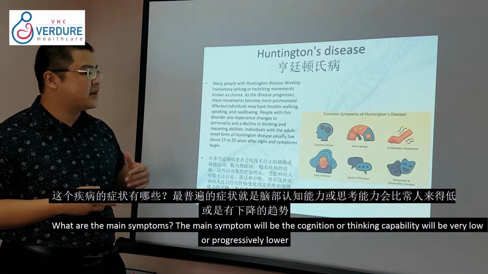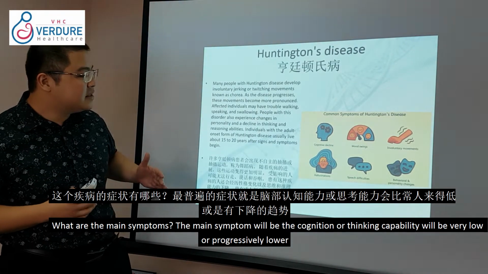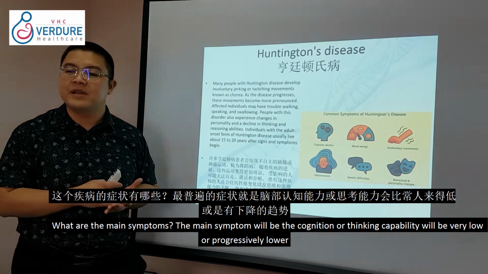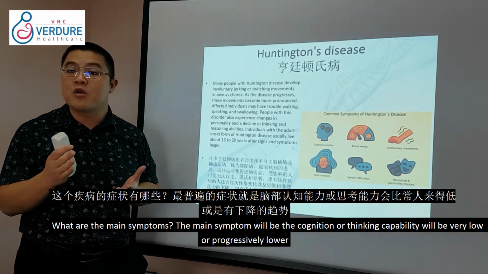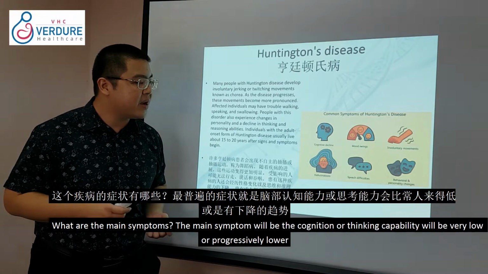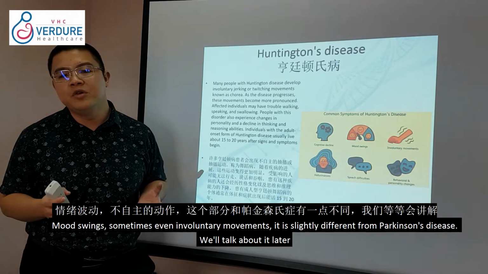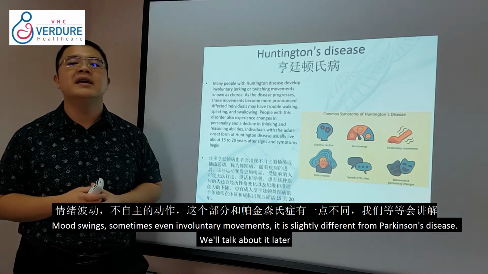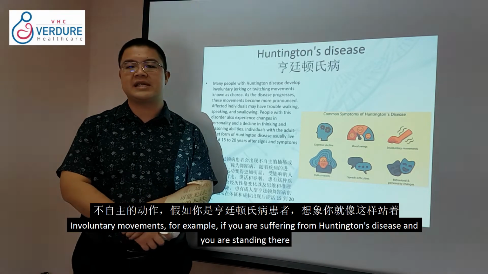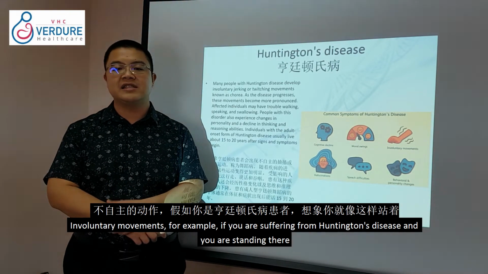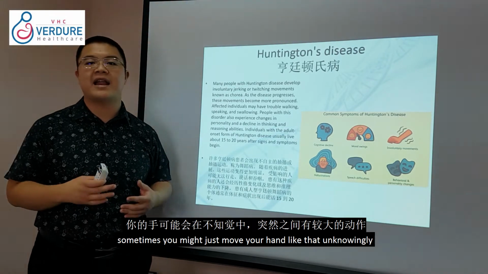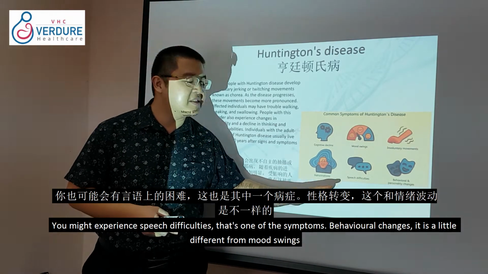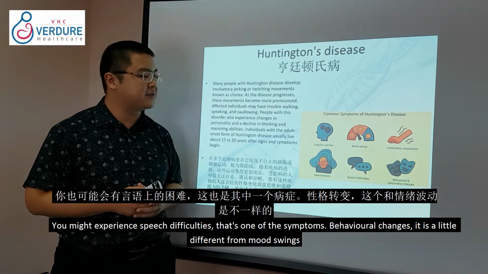So what are the main symptoms? The cognitive thinking capability is very low, or it will get progressively lower. There are mood swings, and sometimes even involuntary movements. It's a little bit different from Parkinson's disease, which we will talk about later. For involuntary movement, for example, if you're standing there with Huntington's disease, sometimes you might just move your hand like that without yourself noticing it. You might also experience speech difficulties.